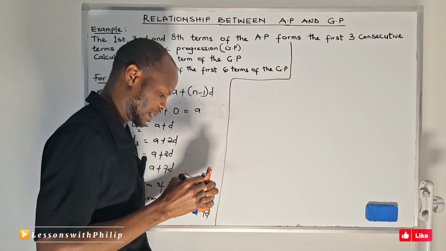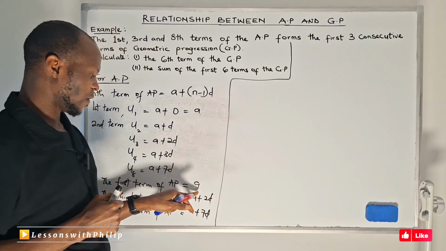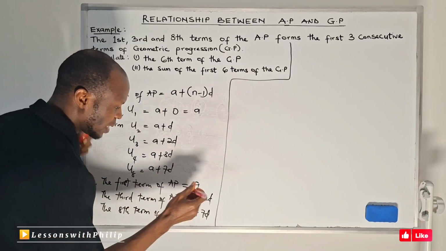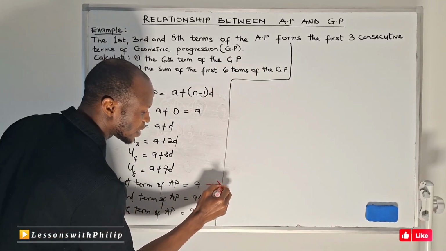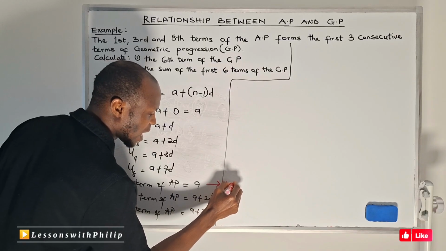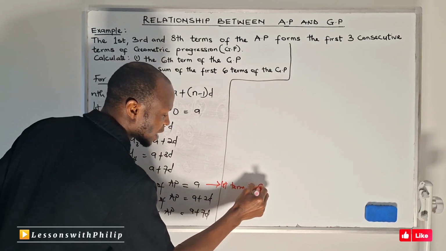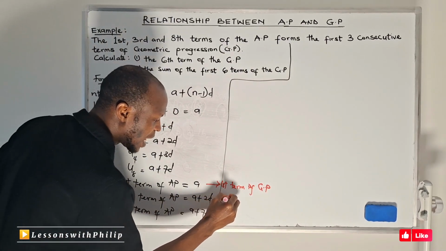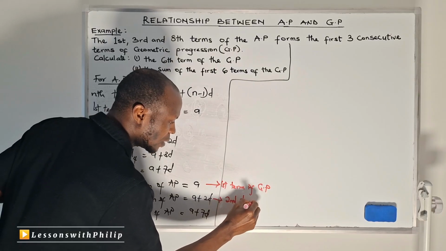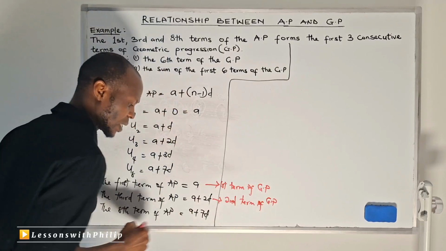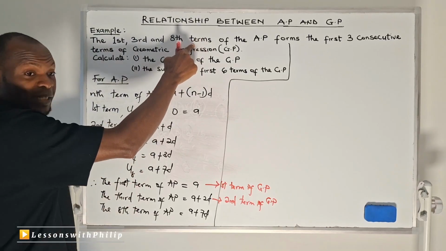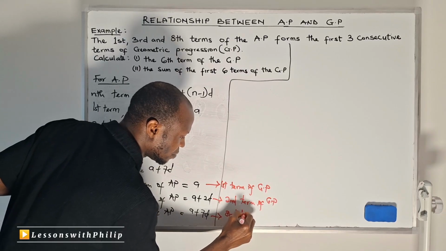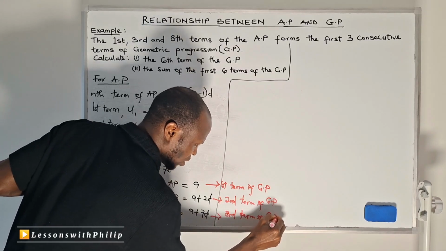Now, don't forget that we are told that this first term, in essence, what they are telling us is that this A is also equivalent to the first term of GP. This is the third term of the AP. It is also the same thing as the second term of the GP. Now, this eighth term, according to the statement, is also the same thing as the third term of the GP. Do you get it to this point?